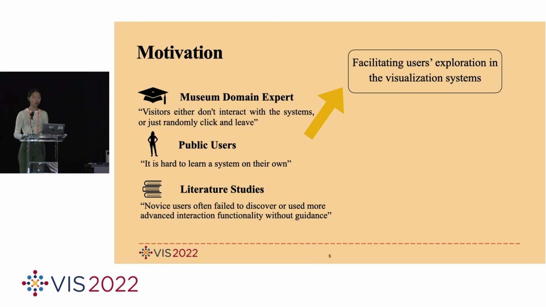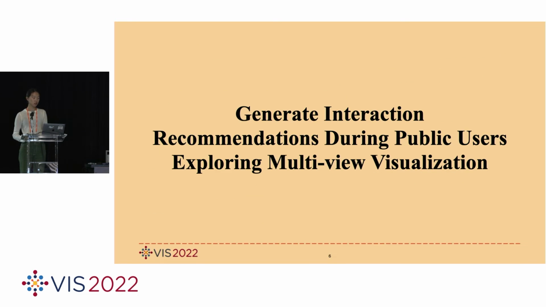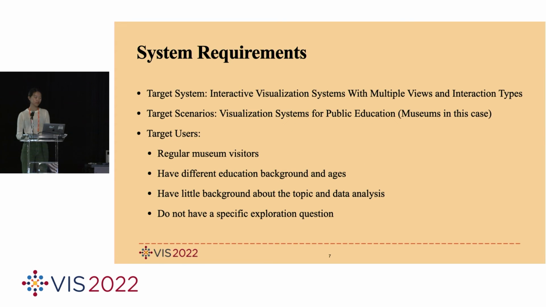While most of the current research is limited to single-view visualization systems or considers users' one-step interaction, which is unable to support visualization systems with multiple views and interaction types. So in this work, we provide a solution targeting the above challenge. We are primarily focusing on designing a model to generate interaction recommendations for public users.